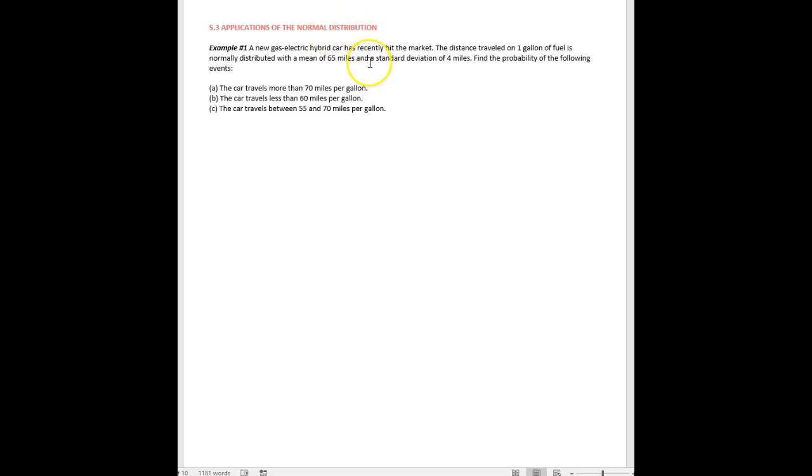Example 1: a new gas-electric hybrid car has recently hit the market. The distance traveled on 1 gallon of fuel is normally distributed with a mean of 65 miles and standard deviation of 4 miles. Find the probability of the following events. Okay? I think you'll get pretty comfortable with how these operate. So I'm just going to write down the information that we know. We know that mu, being the mean, is 65, and sigma, being standard deviation, is equal to 4.